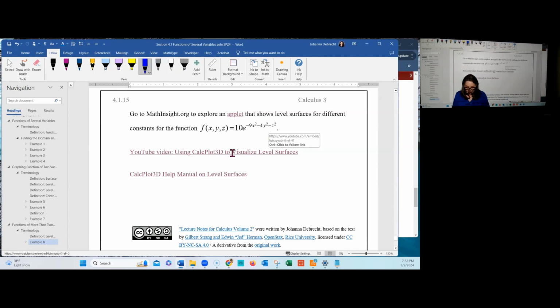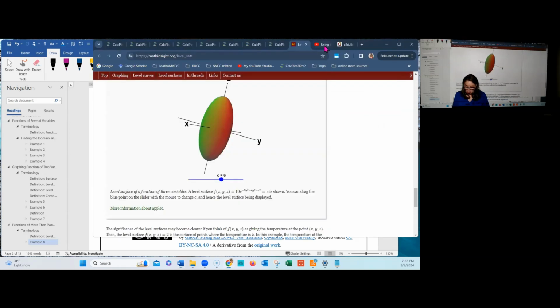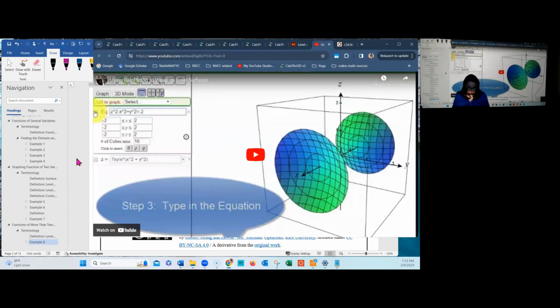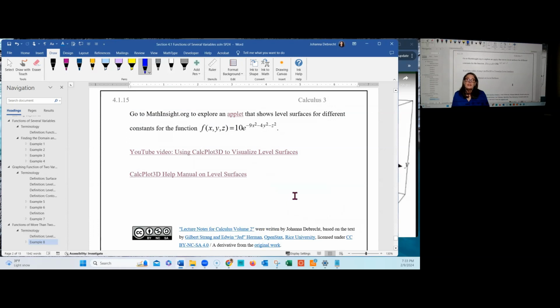There is a video on how to use CalcPlot 3D to visualize level surfaces, which can be found on YouTube. This is the end of this particular section. In our next section, we'll take a deeper look at these functions of multiple variables, and we'll get into limits and continuity. I hope you'll join me for the next video in this series.